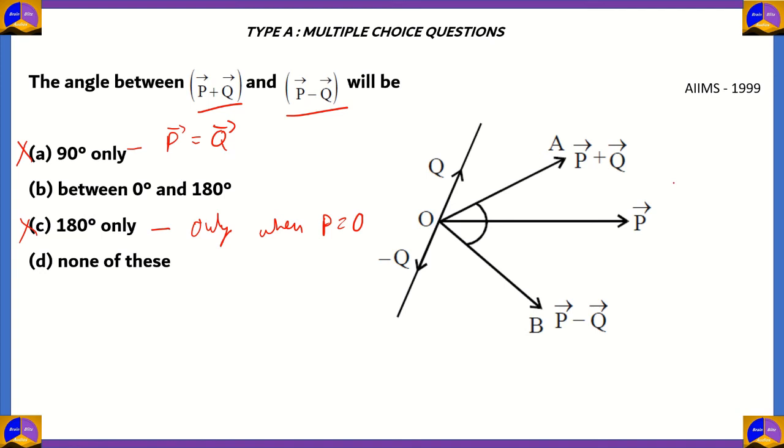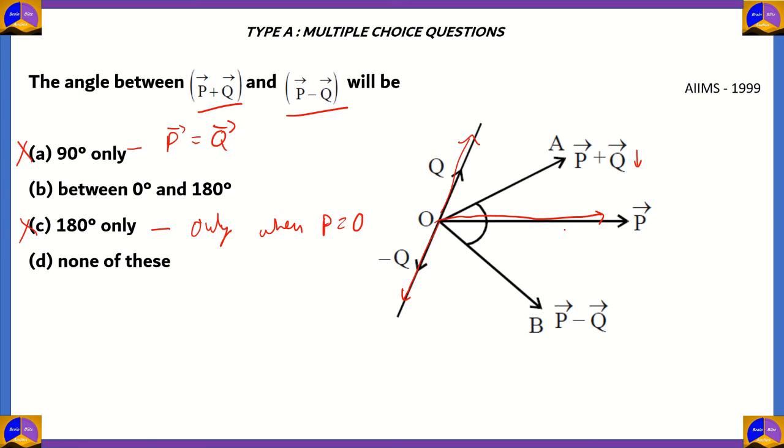So when the value of Q approaches 0, the sum P plus Q will be equal to the vector P. And that is the case with P minus Q as well. However, when the value of P approaches 0, the sum P plus Q is almost equal to Q, and P minus Q will almost be equal to minus Q. So this is the maximum value and this is the minimum value of these additions.